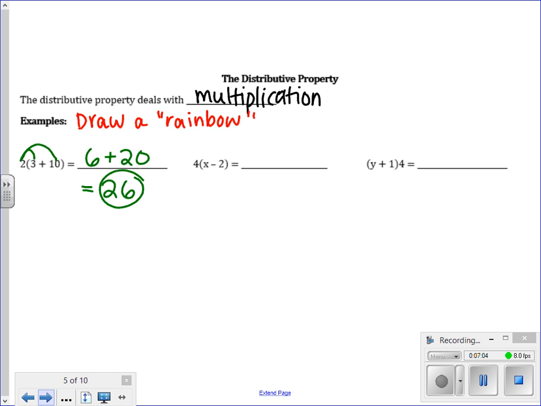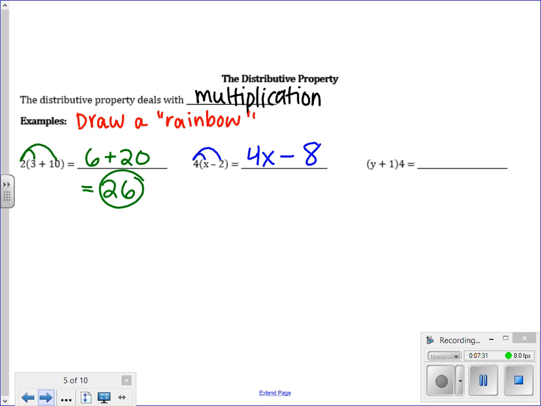In the next problem, I take the 4 times the x to start. Well, 4 times x is simply 4x. Then I work on the next term. 4 times -2 is -8. Now, that's actually as simple as I can make 4x minus 8. We will talk about why in just a minute here, but we cannot simplify 4x minus 8 anymore.